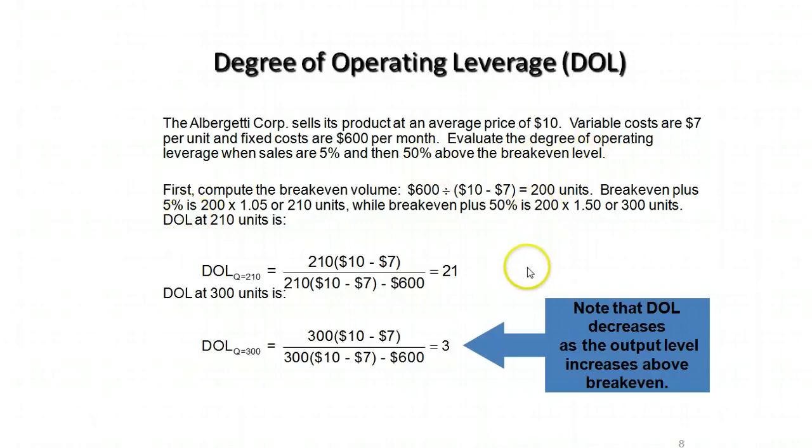Okay, so this company sells products, average price of $10, variable cost 7, fixed costs are $600 a month. Evaluate the degree of operating leverage when sales are 5%, then 50% above break even. So let's do the 5%. First of all, let's calculate what break even is. And break even we determine is 200 units, if we do that formula. So break even plus 5% is going to be 210 units. So 210 units gives us a degree of operating leverage of 21. At 50%, it's 300 units. That gives us a degree of operating leverage of 3.